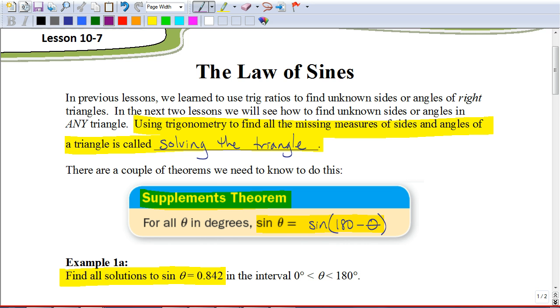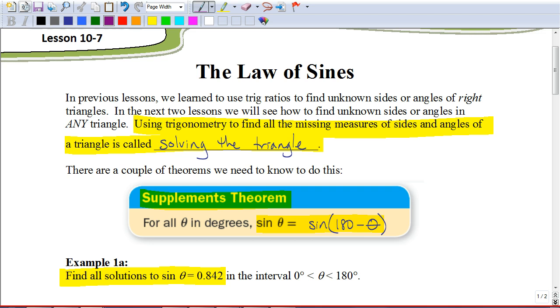But before we do that, there's a phrase that you need to be familiar with, and that's solving a triangle. If you're ever asked in your assignment to solve a triangle, what it's asking you to do is give the measure of each of the sides and find the measure of each of the angles. So when you're finished, you should have a total of 3 angles that are known and 3 sides that are known.